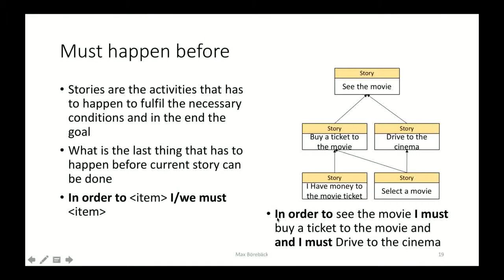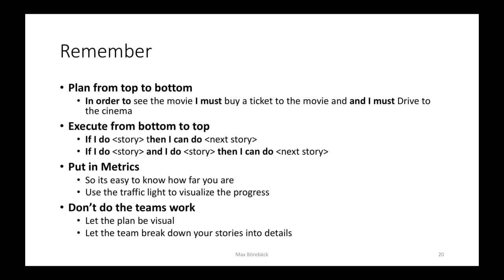When you build them up, you ask yourself, in order to see the movie, I must buy a ticket to the movie and I must drive to the cinema. And always ask yourself, is there anything else that you also have to do to fulfill or execute this story? So remember, plan from top to bottom: in order to see a movie, I must buy a ticket to the movie, and I must drive to the cinema. And when you execute it, you can read it from bottom to top by saying, if I do this story, then I can do the next story.